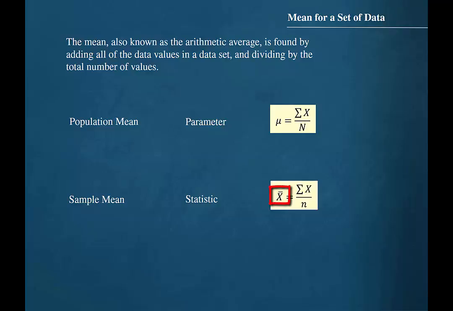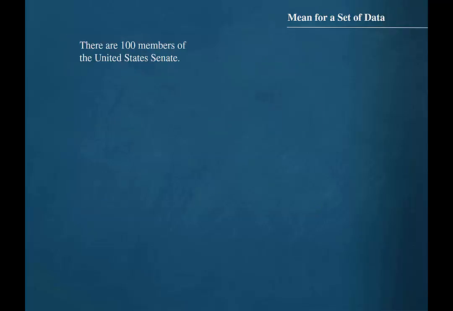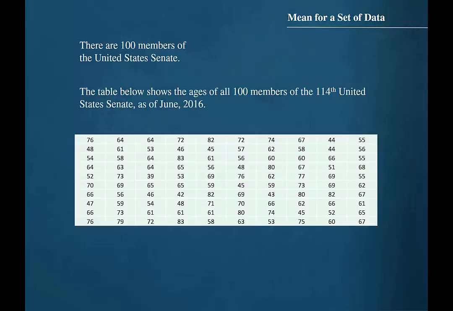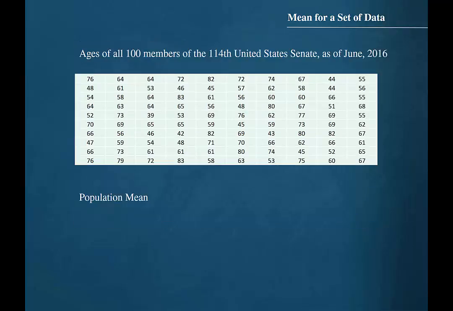The symbol x bar stands for the sample mean. The lowercase n represents the number of data values in the sample dataset. There are 100 members of the United States Senate. The table below shows the ages of all 100 members of the 114th United States Senate as of June 2016. Since this data represents all of the members of this population, a mean calculated from this dataset would be a population mean.